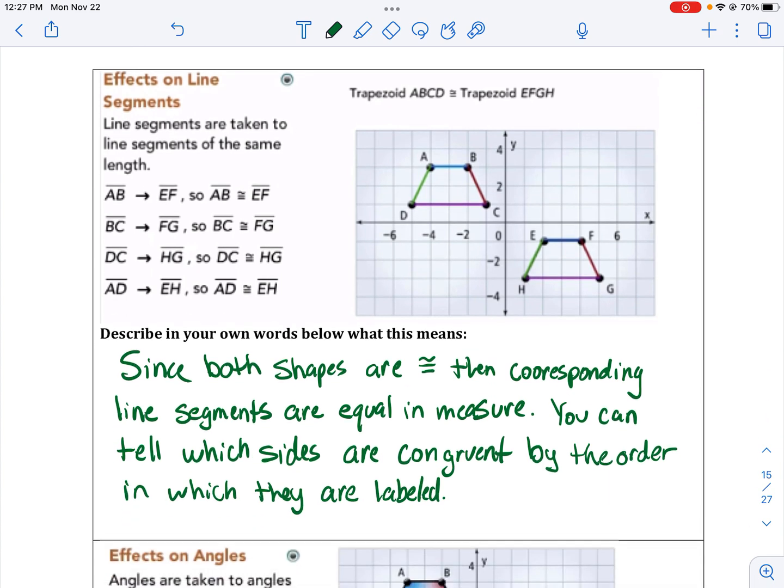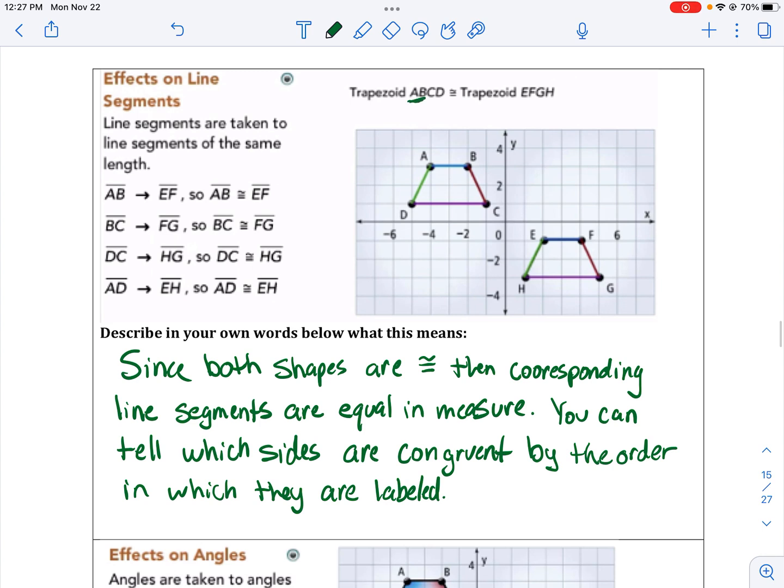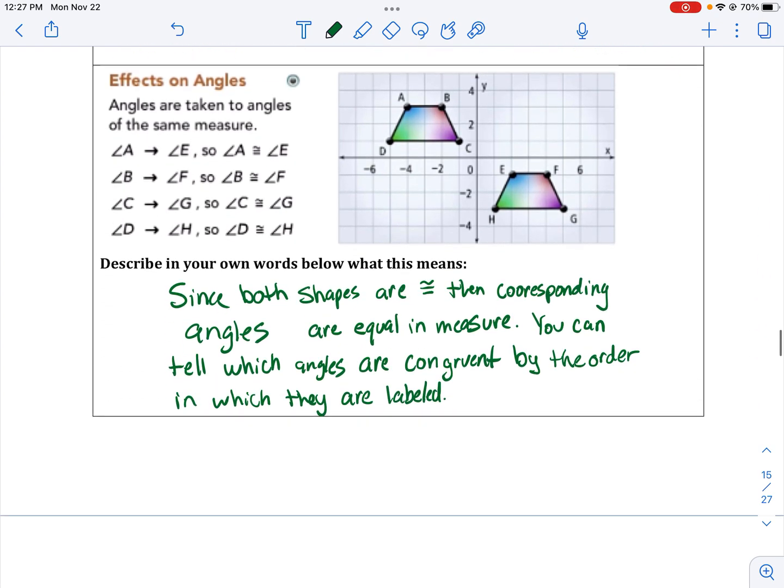Now, what effects does this have on side lengths? Because AB is listed first, see how it's in green there, and then EF is listed first, which is also in green. Since both of these shapes are congruent, their corresponding side lengths are the exact same measure. So the corresponding line segments are equal in measure. They're the same exact size. You can tell which sides are congruent by the order in which they are labeled. Remember, order is going to matter in all of these.